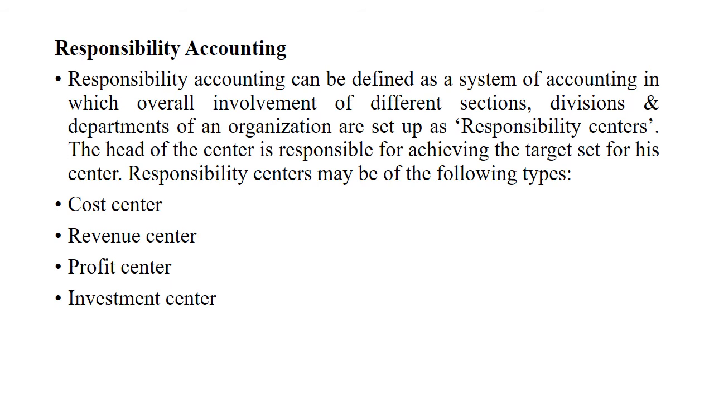And next is responsibility accounting. Here, it is a system of accounting in which some sections are responsibility centered. For example, the types are cost center, revenue center, profit center, and investment center. Here they check whether the head of the center is responsible for achieving the targets set for his center. So this is actually related to accounting. Responsibility centers should be created, and for each center there should be a responsibility head: in the cost center there should be a responsible head, and similarly in the revenue, profit and investment centers.